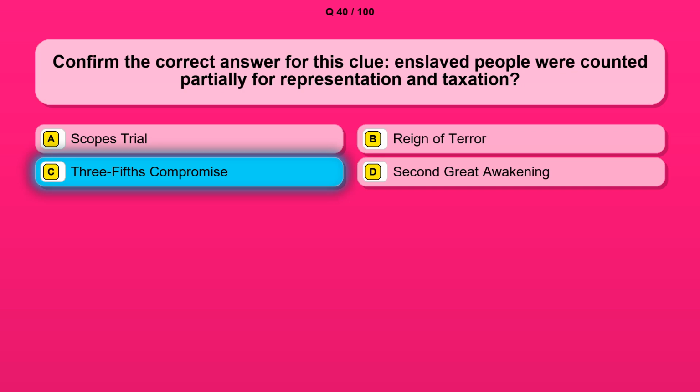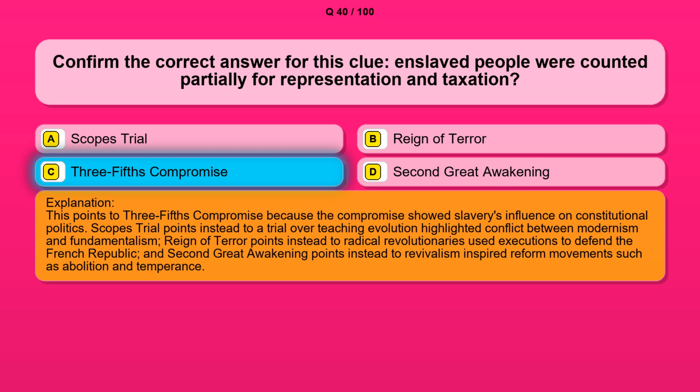The correct answer is option C, 3-5ths compromise. This points to 3-5ths compromise because the compromise showed slavery's influence on constitutional politics. Scopes trial points instead to a trial over teaching evolution highlighted conflict between modernism and fundamentalism. Reign of Terror points instead to radical revolutionaries used executions to defend the French Republic, and Second Great Awakening points instead to revivalism-inspired reform movements, such as abolition and temperance.